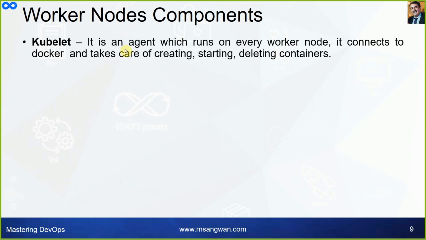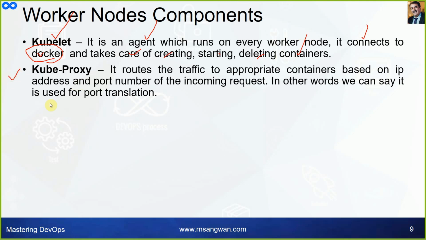On the worker node, we have kubelet. Kubelet is an agent which runs on every worker node. It connects to the Docker or other container runtime and takes care of creating, starting, and deleting containers. We also have kube proxy, which routes the traffic to the appropriate container based on the IP address and port numbers. In other words, we can say that it is used for port translation.